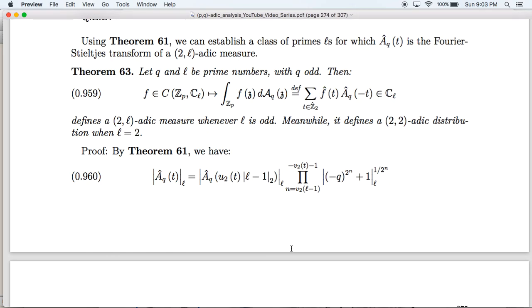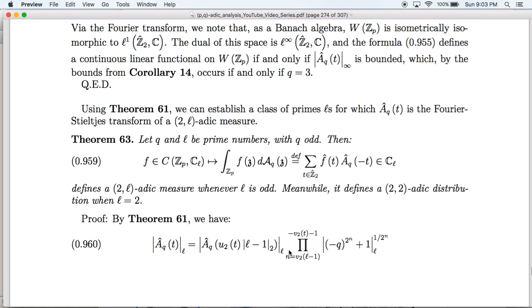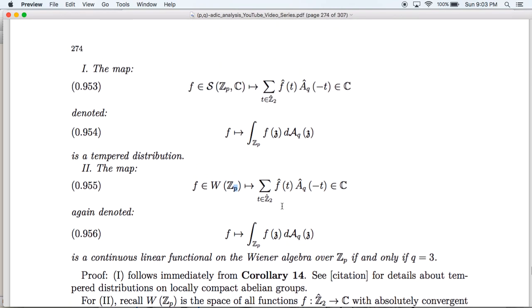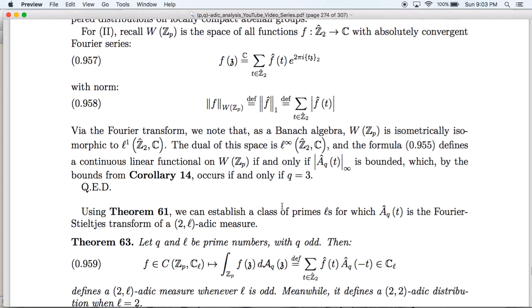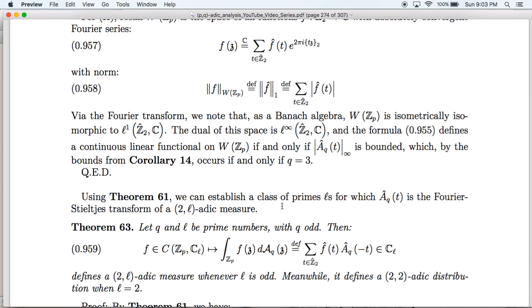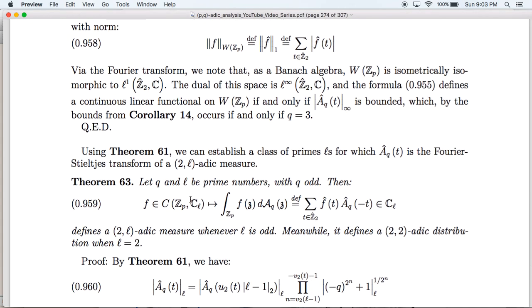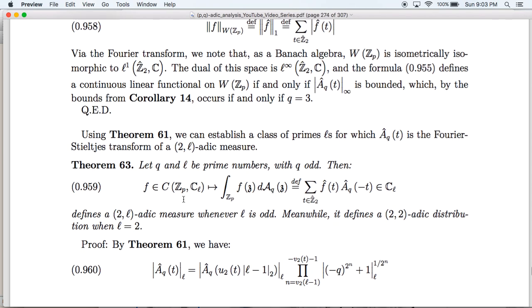We're going to consider A_q hat as the Fourier-Stieltjes transform of a 2-l-adic measure for all primes l. Here we were considering it as the Fourier-Stieltjes transform of a complex valued measure or distribution. Now we're going to do all of the other completions of Q bar. So let q and l be prime numbers with q odd. Then this recipe defines a 2-l-adic measure whenever l is odd. Meanwhile, it defines a 2-adic distribution when l is equal to 2.